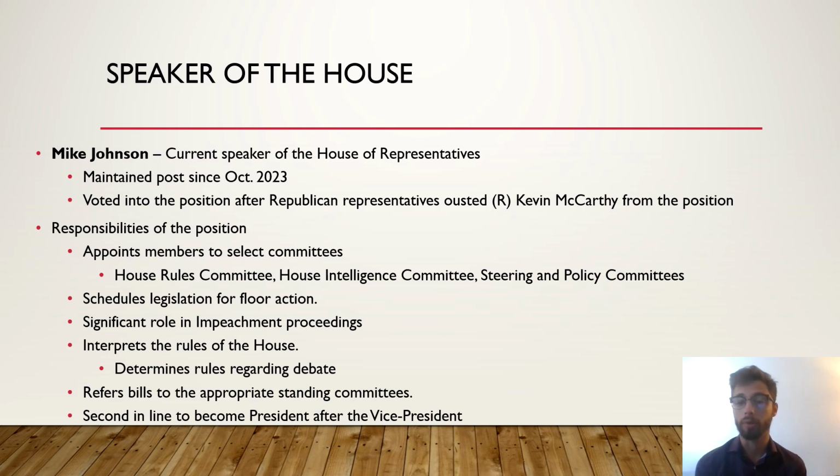This determines the rules regarding how representatives will debate each other on the House floor. They also have the ability, as I previously mentioned, to refer bills to appropriate standing committees. And additionally, I have mentioned they are second in line to become the president after the vice president.